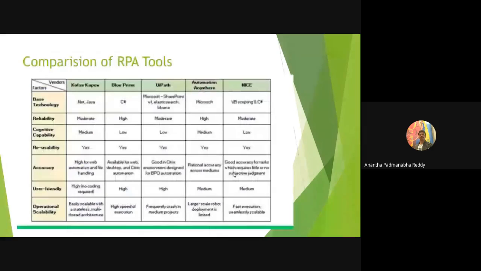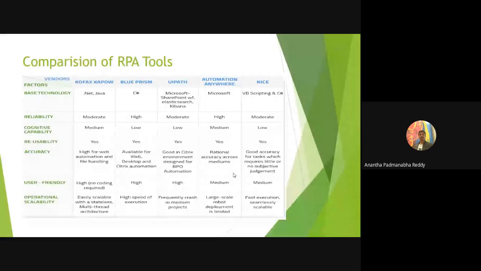So next, we will see this. This is almost the same, but you see the factors comparison. This is very, very important. I have shown only three, but there are more than ten RPA tools available. First you see Cofax Capo, Blue Prism, UiPath, Automation Anywhere.